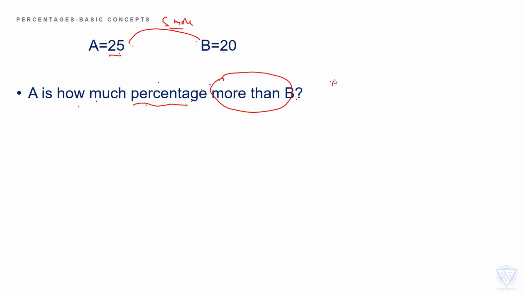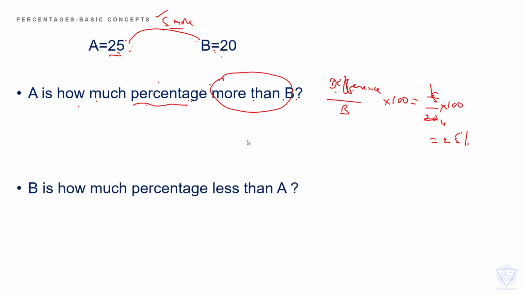So here we have to write the difference. More means you have to find the difference. How much more? 5 more. What is that 5? The absolute difference between these two numbers. So the difference by what? More than B. So by B into 100. The difference 5 by B, which is 20, into 100. 5 ones, 5 fours, 1 by 4, 25%. A is how much percent more than B? 25% more than B.